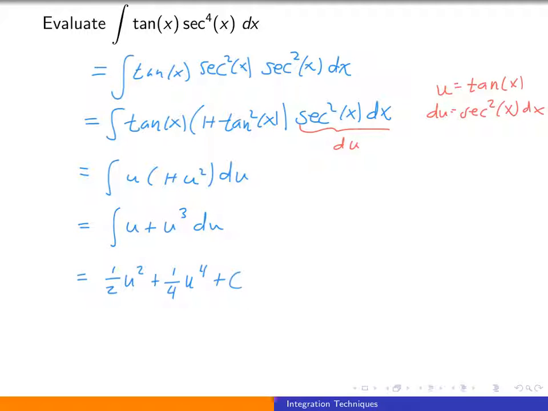And then we finish by using our substitution to rewrite solely in terms of that original variable x. So each u needs to become a tangent. So 1/2 tangent squared plus 1/4 tangent to the fourth.